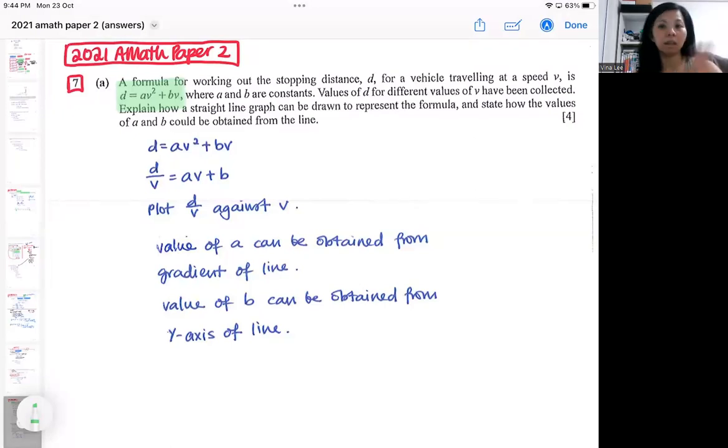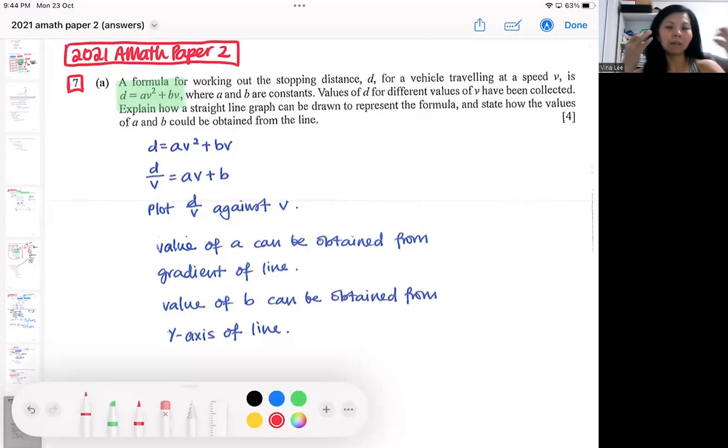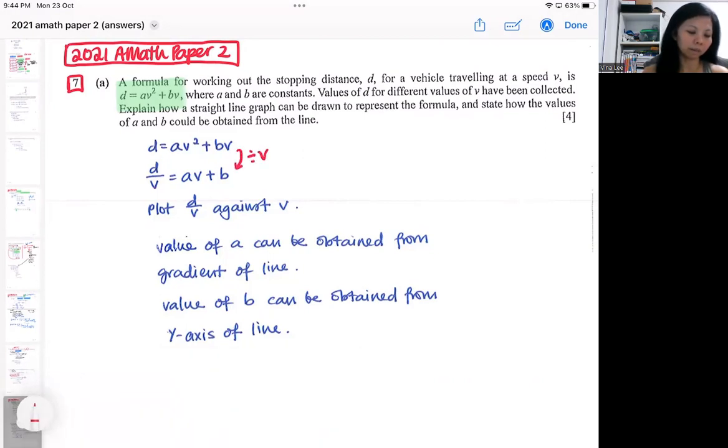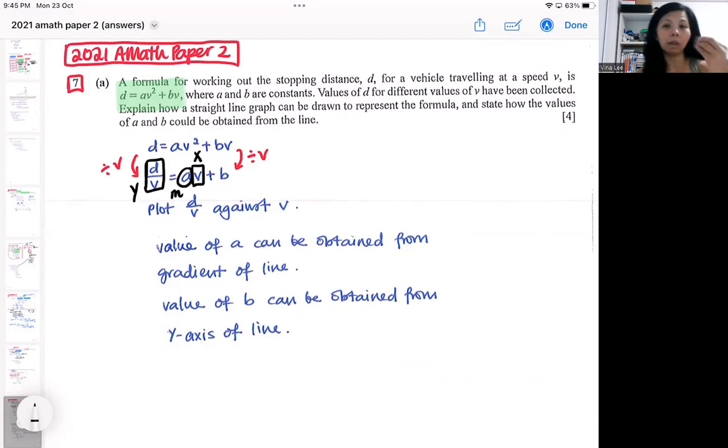If your concept of linear law is very direct, you will realize that you need to do a linearization first. The linearization has to be done in such a way that you isolate the constants in the gradient and intercept. It's a very simple idea, but some have difficulty sinking this into the head. In this case, you just need to divide V on both sides. You've got a very clear case of Y equals mx plus c. This will be the capital Y, this will be the X, A will be incorporated in the gradient, and B will be incorporated in the intercept.